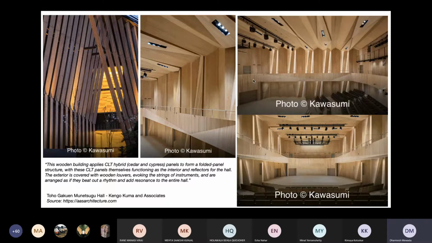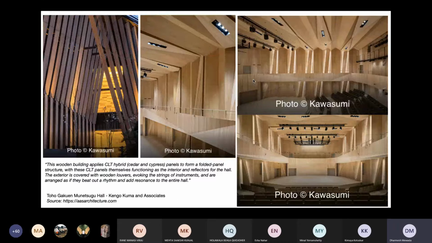So this is an example to study the composite form of wood, which is CLT. So laminated timber with two panels fused together, which form a folded panel structure. And these panels themselves are acting as reflectors in the interior part of the auditorium and the skin, the external exoskin of the structure.